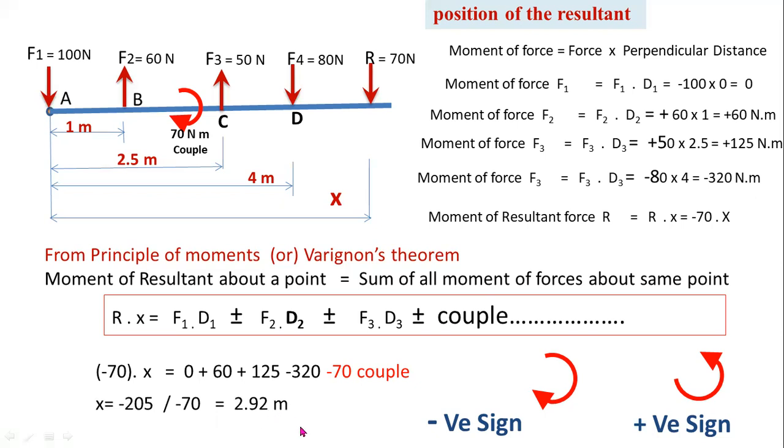2.92 meters means this is the position of the resultant. So here in this problem, the resultant lies between C and D point, because from point A to C the distance is 2.5, but our x distance is 2.92. So it must lie between point C and D. Okay, this is the position of the resultant. From point A to the resultant, the distance is x.